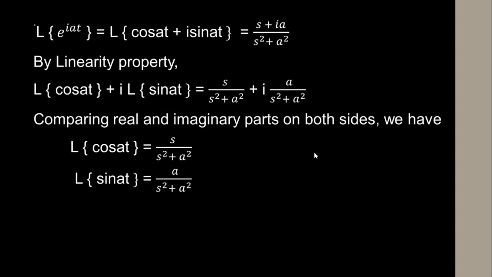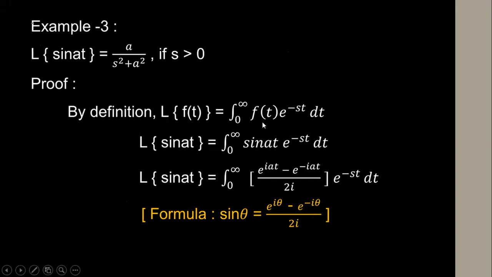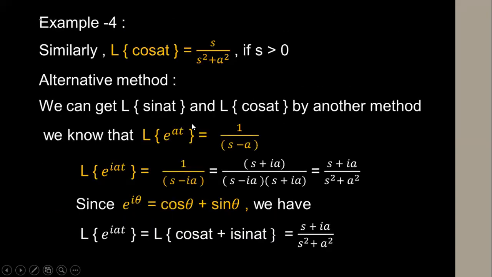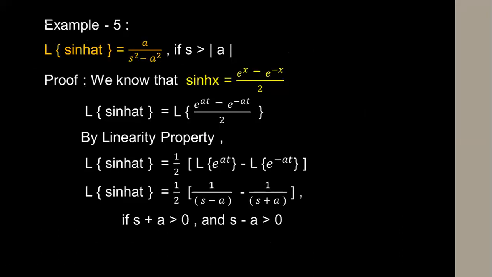Instead of simplifying using this definition, we can directly use the exponential formula to simplify both trigonometric functions, that is cos and sin. Here we will get directly both the Laplace transform of cos at and the Laplace transform of sin at. Next, similarly, you can apply the same method for the Laplace transform of sin ht, which is for the hyperbolic function.